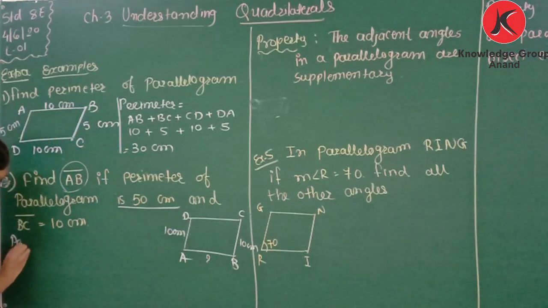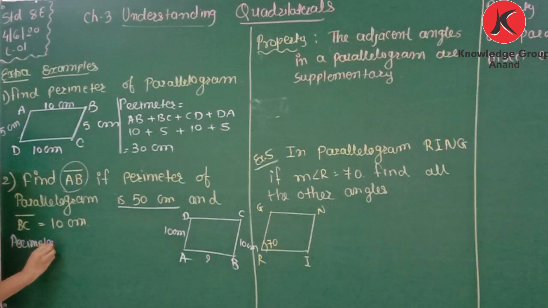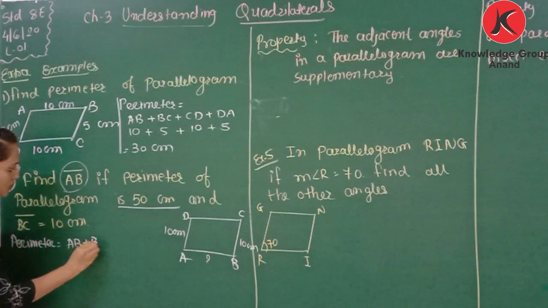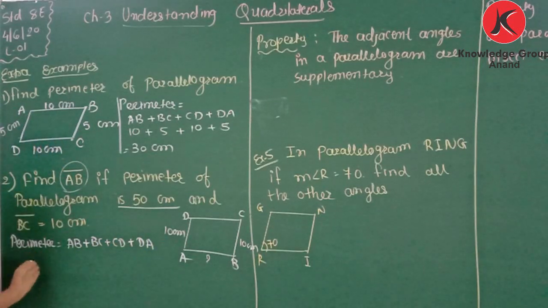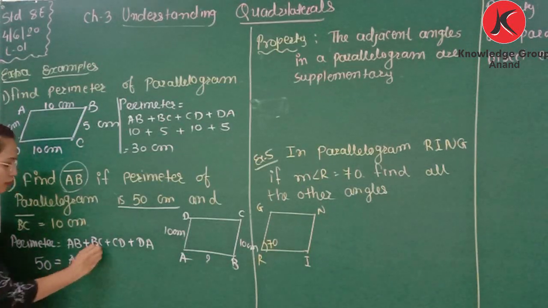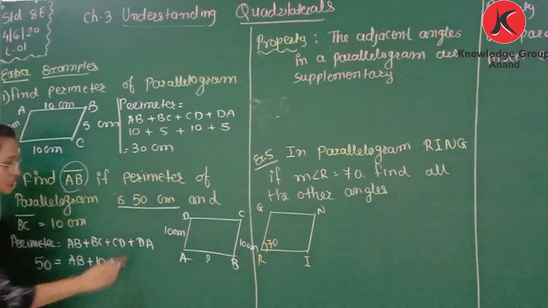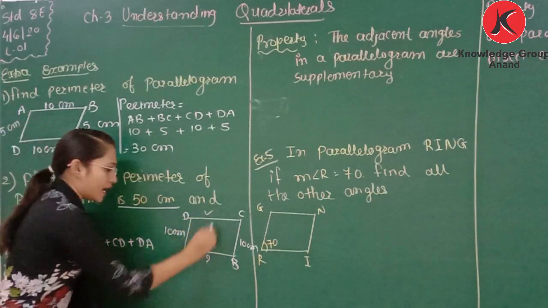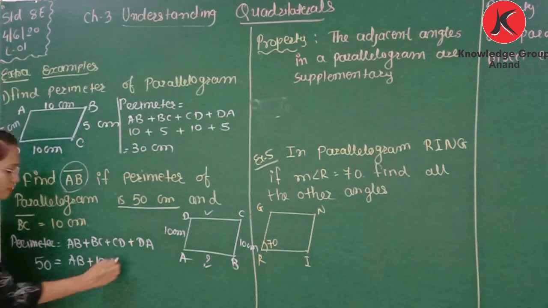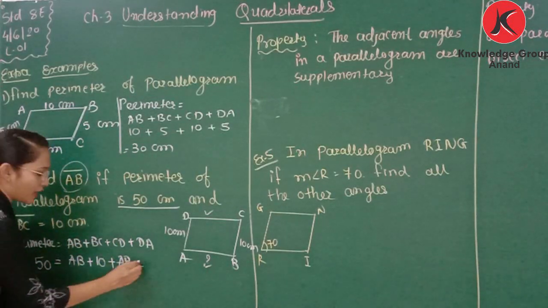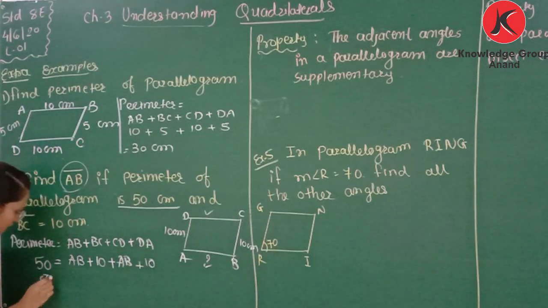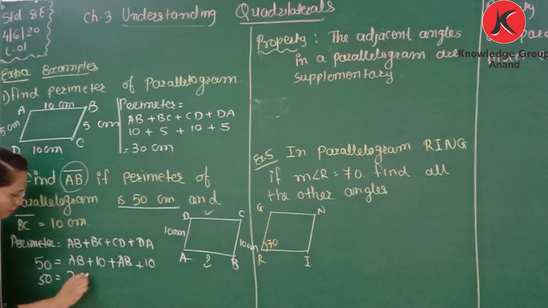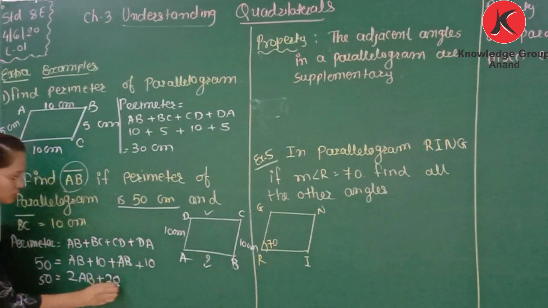So we write the equation: perimeter is equal to AB plus BC plus CD plus DA. The perimeter is already given, so we can write 50. AB we don't know. BC is 10 centimeter. CD and AB will be the same. This length and this length will be the same, so instead of CD we can write AB. Why? Because the length is the same. DA is 10 centimeter. So 50 is equal to AB plus AB, 2AB, and 10 plus 10, 20.